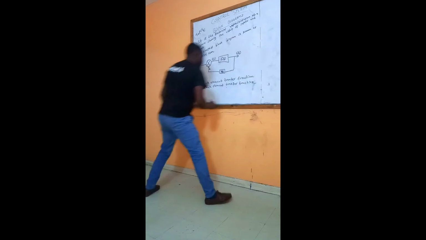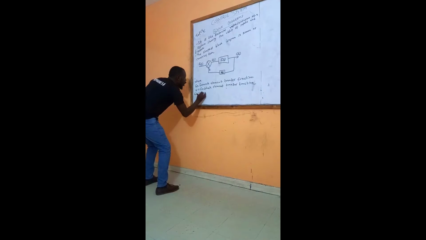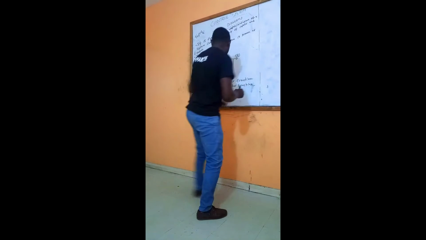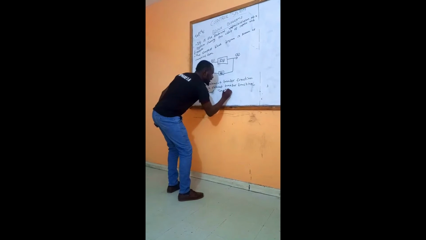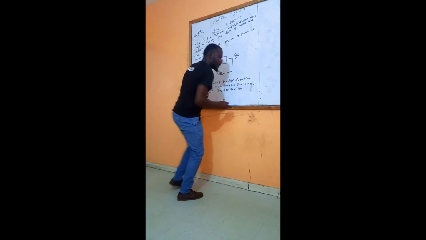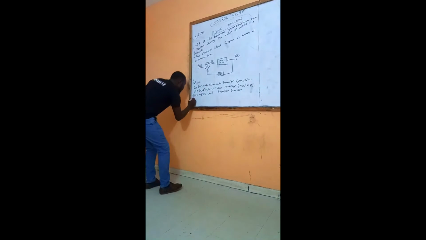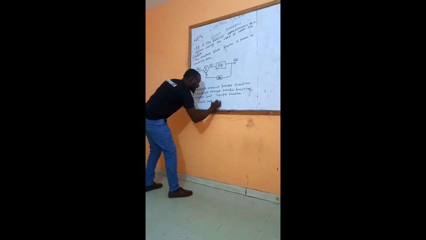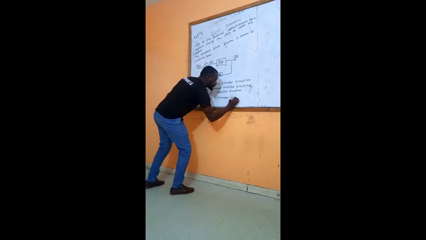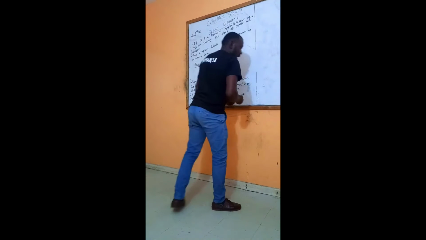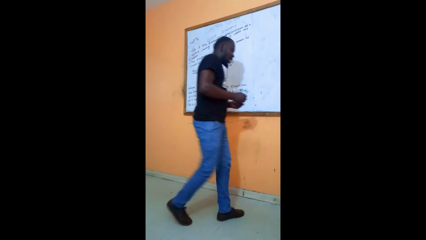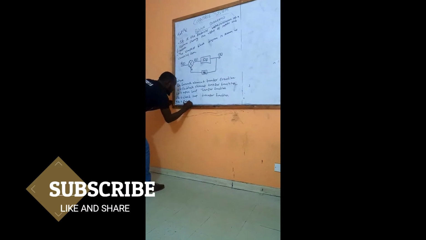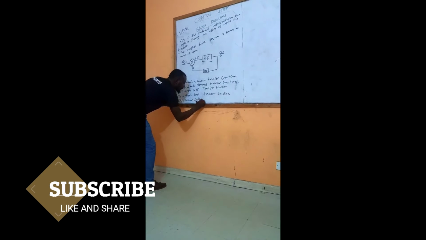And then GH is the open loop transfer function. And then we have C/R, which is the closed loop transfer function. We have B/R. The B/R is the primary feedback ratio.